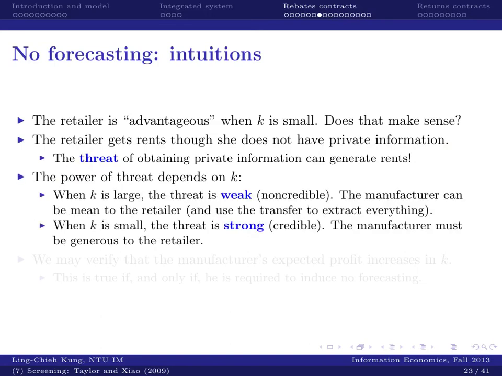And also the power of the threat depends on K. When K is large, the threat is weak or non-credible. As a manufacturer, I don't need to worry about whether the retailer will really do the forecasting or not, because I know it's too costly for her to do that. And that's why the manufacturer is advantageous and can get all the surplus. But when K is small, the threat becomes strong, and the manufacturer must be more generous to the retailer.